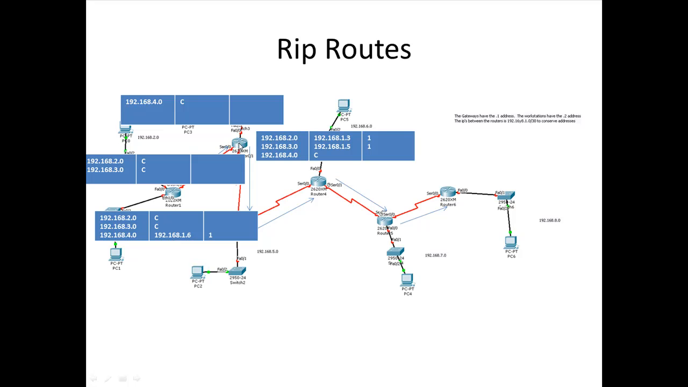Once router 2 shares its information with router 1, router 1 now knows how to get to the 2 and the 3 because they're connected. It also knows how to get to the 4 because the RIP protocol information from router 2 says, hey, I know how to get to the 4 network, and we do that through 1.6, the 1.6 interface. If we added the other routers, they would do the same thing.